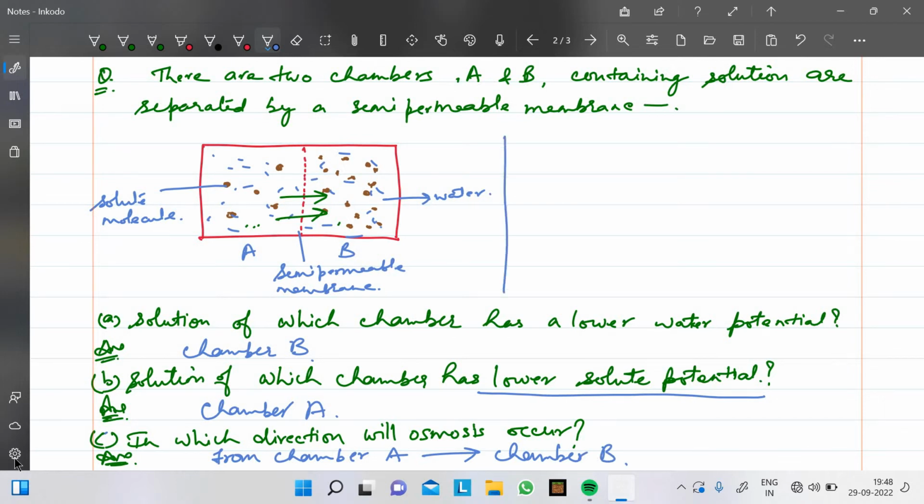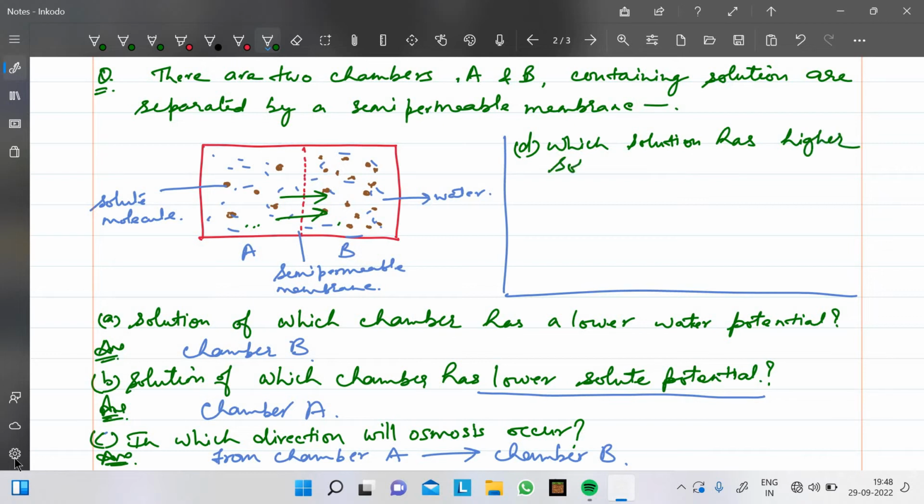Okay. I am writing here the D part. D part. The question is, which solution has higher solute potential?